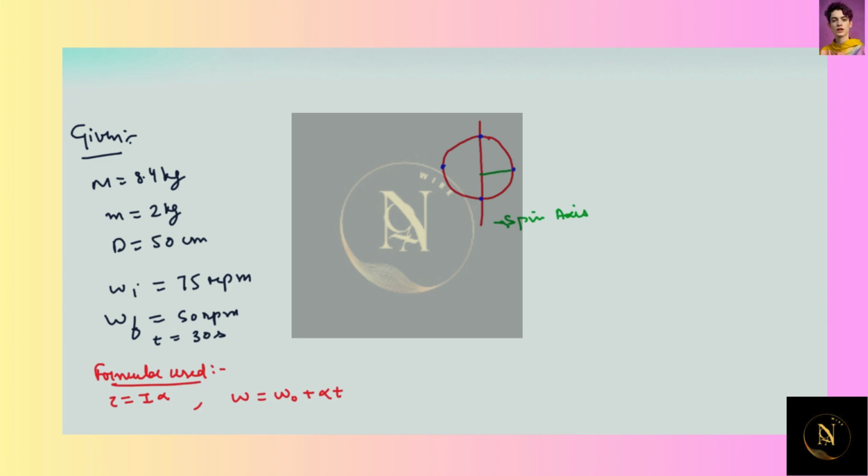So the moment of inertia of the spherical shell is equal to 2/3 M R squared. So R is our d over 2, which is equal to 25 centimeter, which is equal to 0.25 meter. Remember that the moment of inertia is with respect to the axis passing through the center of the sphere.